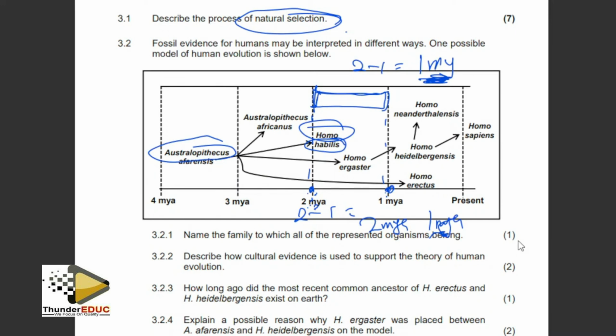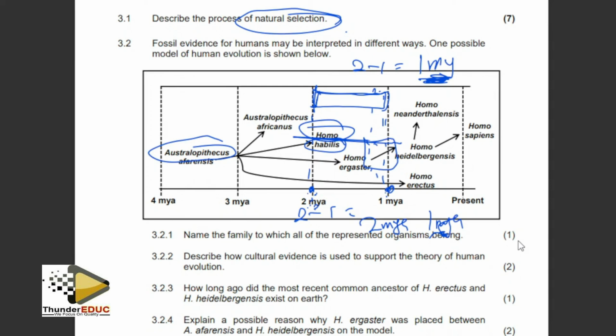Which species competed for resources? In this case, if you draw a line like this, you see that this one and this one touch each other. It means that they existed at the same time, so they competed for resources. So maybe you'll say Homo ergaster and Homo habilis. It depends on the species which existed at the same time, but there must be a line where they touch each other.